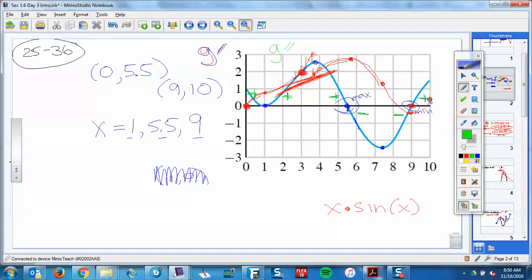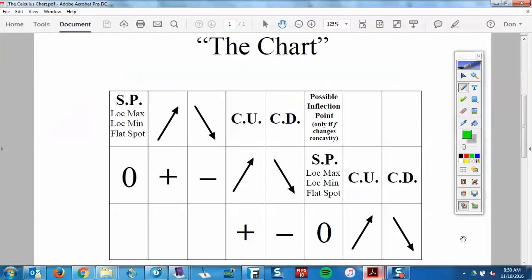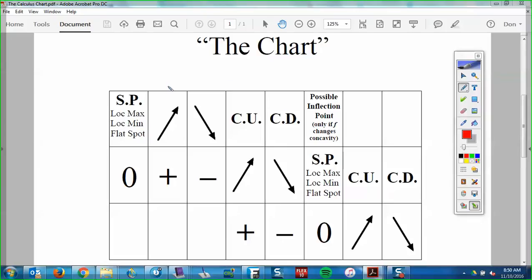So what's that mean? If G double prime is positive, then negative, you switch columns, right? So remember yesterday when we wrote our chart, we said if you switch these two columns, that was local max min, right? What happened when you switch these two columns? Inflection point. So just because F double prime is 0 does not mean you switched columns, right?